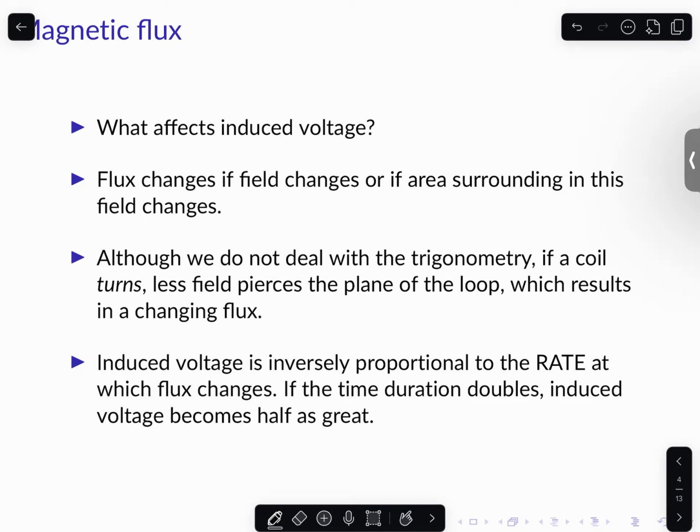In fact, this is how we generate really honking big voltages at power plants. You spin a loop of wire really fast around a permanent magnet. Those turbines are going like crazy.